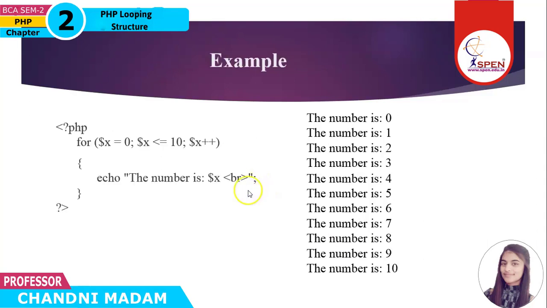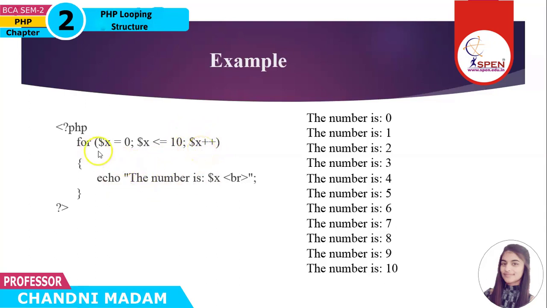Let us see an example to better understand. Here we have used for loop counter $x. We have just initialized $x to 0. Now we have given one condition: if $x is less than or equal to 10, then this loop is executed. Otherwise the condition is false, then this loop ends. And we have just incremented our counter by 1.